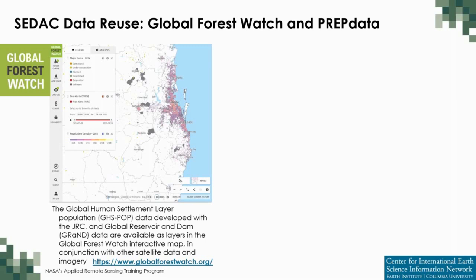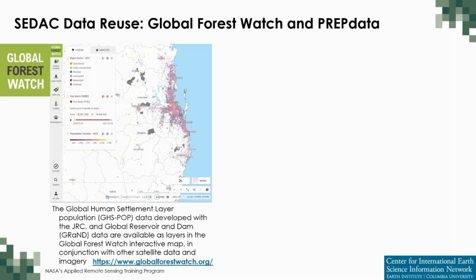So I've focused so far mainly on uses in the scientific literature. Obviously, some of those have practical implications. But we also see gridded population data being used in essentially online decision support systems. So I think many of you may be familiar with the Global Forest Watch, which is available through Google Earth Engine and a number of collaborators.